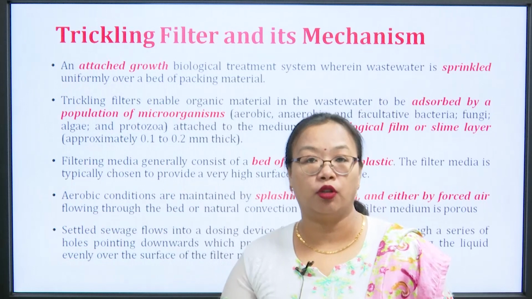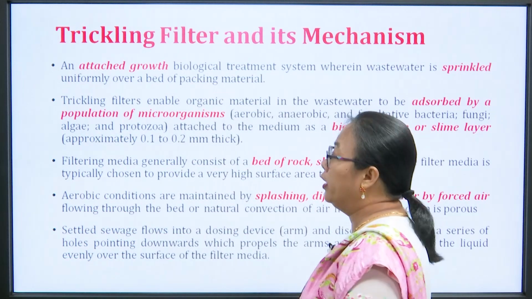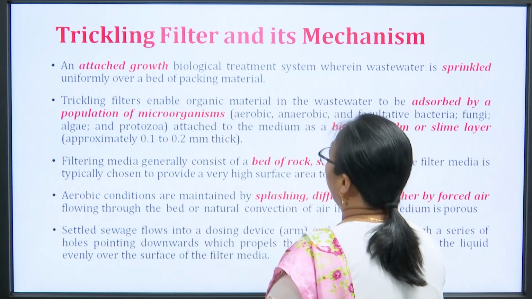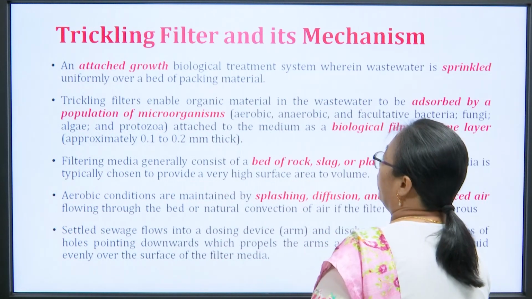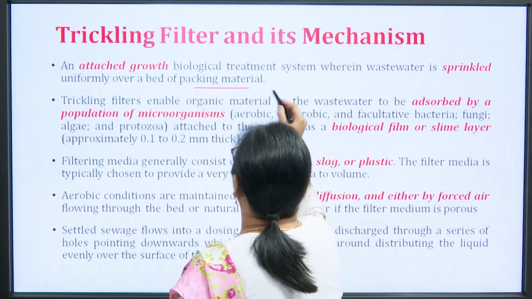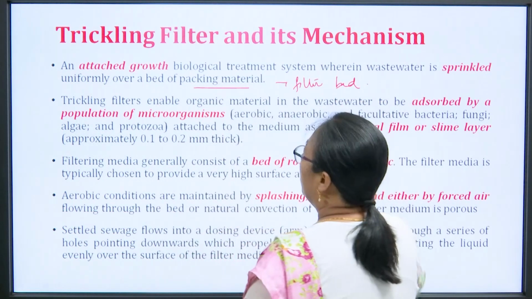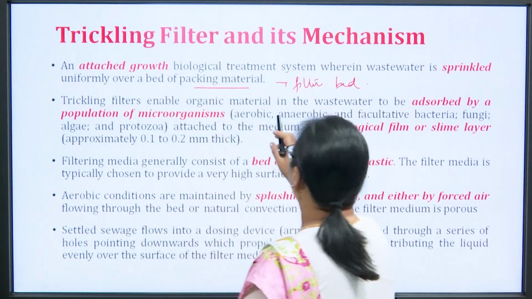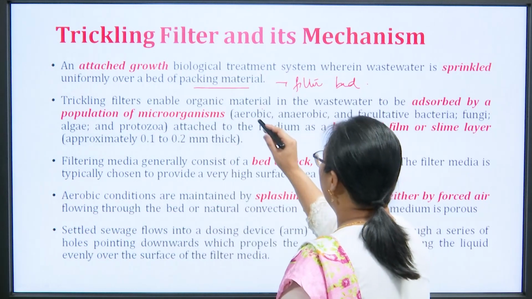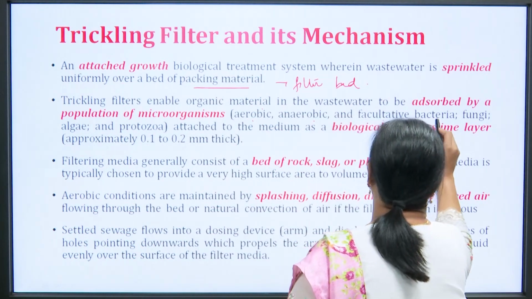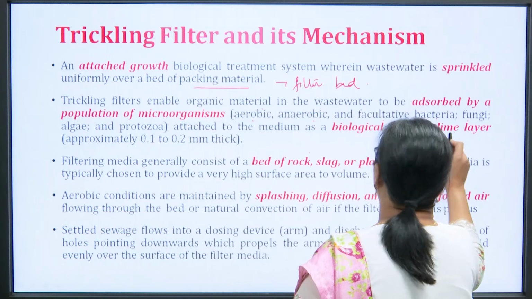So, let us talk about filtering media, the trickling filter and its mechanism. As I already discussed before, a trickling filter is an attached growth biological treatment system wherein wastewater is sprinkled uniformly over a bed of packing materials, or as you can say the filter bed. Trickling filters enable organic material in the wastewater to be absorbed by a population of microorganisms, either aerobic, anaerobic and facultative bacteria, fungi, algae and protozoa, attached to the media as a biological film or slime layer.